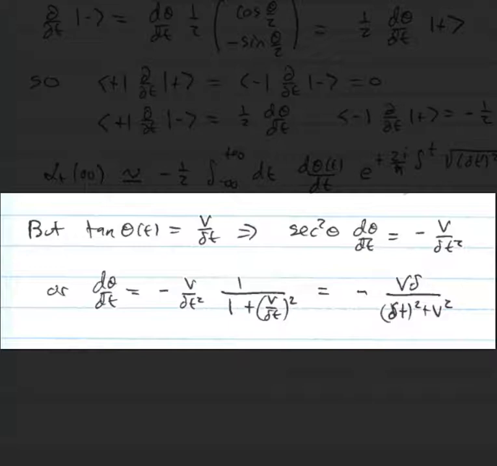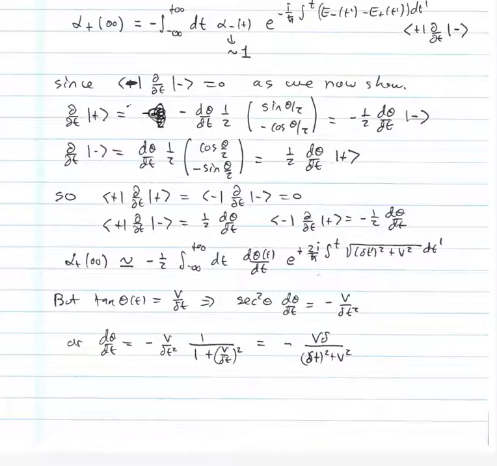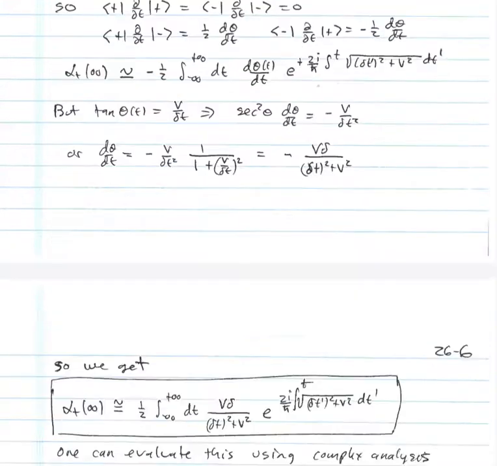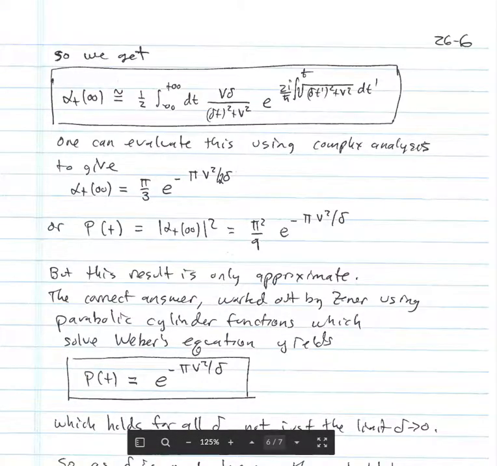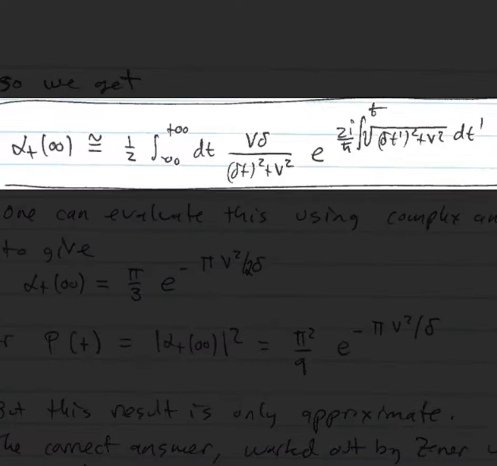So we have an explicit form for the derivative with respect to theta, and that enters into this overlap between plus d by dt and minus. We have an explicit expression for the exponential, and we can approximate alpha minus of t by approximately 1 if we would like. And when we do that, we get alpha plus of infinity is approximately equal to 1/2 the integral from minus infinity to plus infinity dt v delta over delta t squared plus v squared e to the 2i over h bar integral of the square root of delta t prime squared plus v squared dt prime.